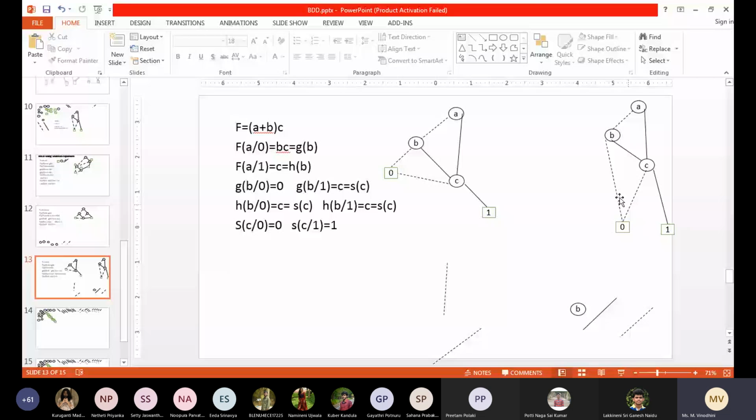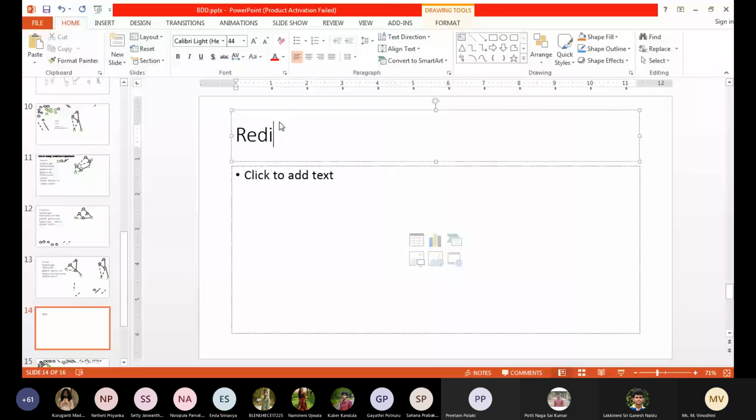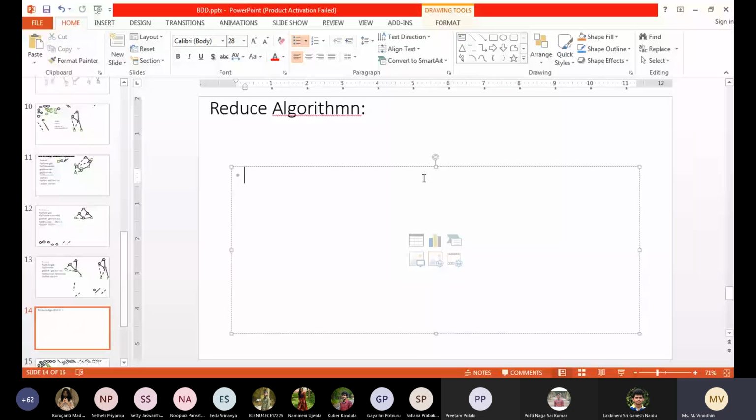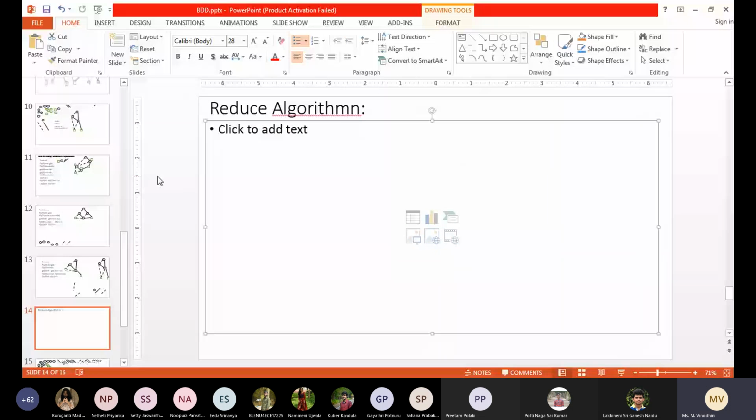Okay, next we'll move on to the reduce algorithm, the third method. First one is using the rules R1, R2, R3. Second one is using Shannon's expansion method. Third one is using the reduce algorithm.